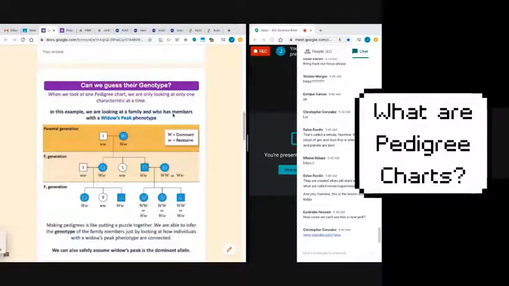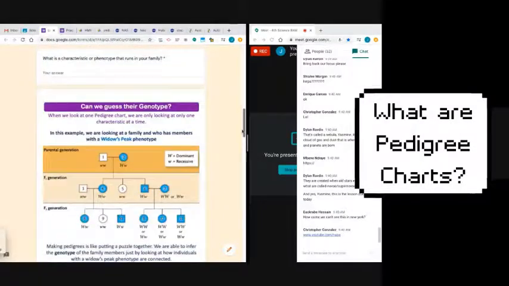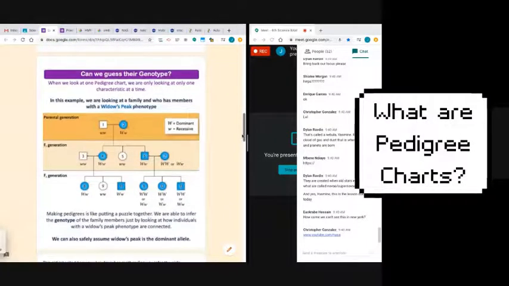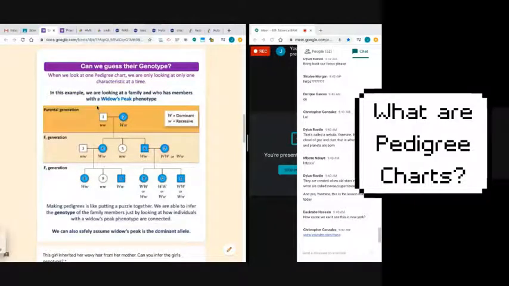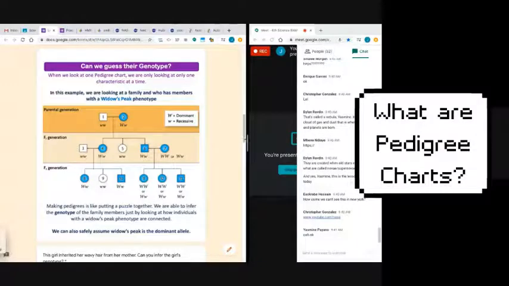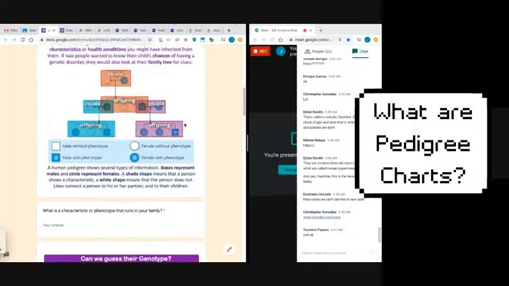Now it keeps going. It explains a couple more times what we can see in a pedigree. And let's keep it simple, guys. I know this is a lot of text, a lot of information, but just keep in mind that the reason it says can we guess their genotype is because a lot of times, looking at phenotypes, we can make guesses or inferences of what their genotype is. Like we could say if this person is heterozygous, if this person is homozygous, and it's going to be a little more clear in a second.